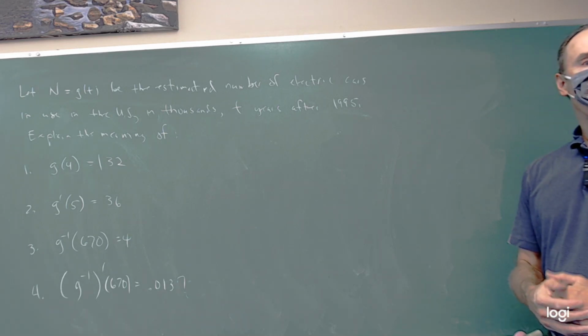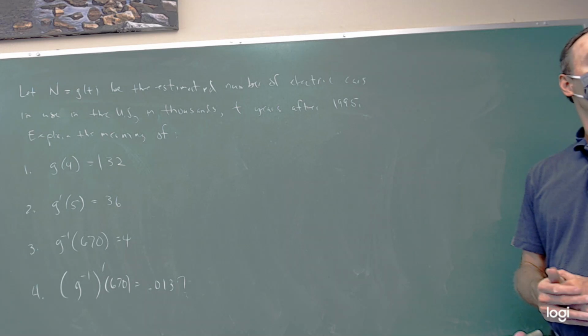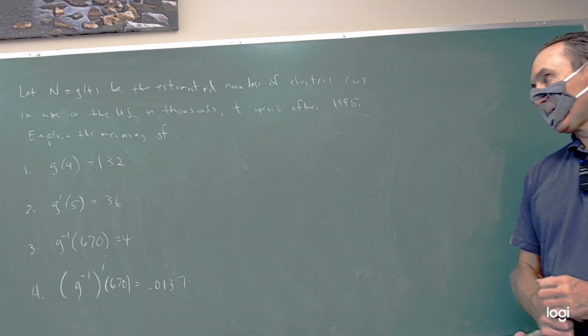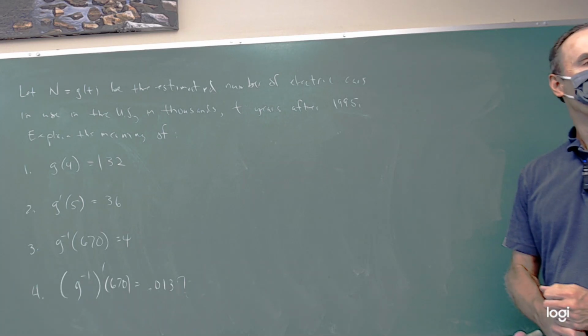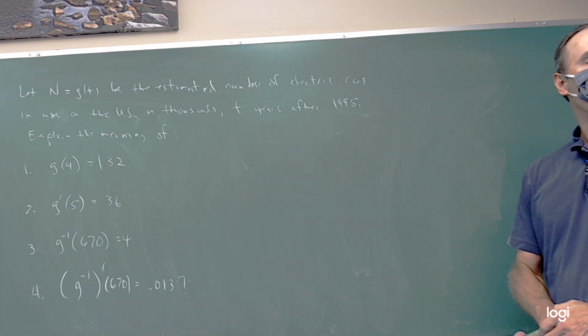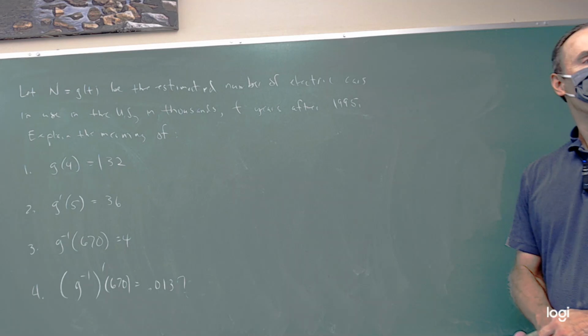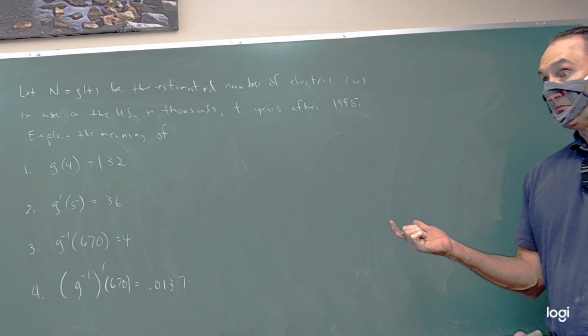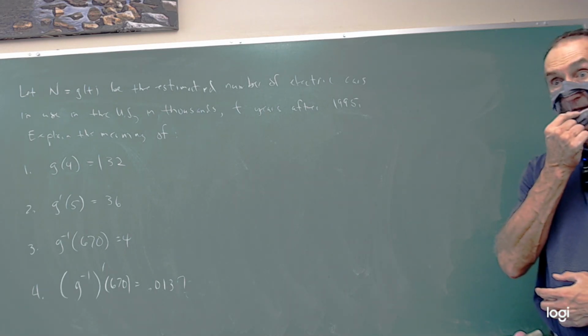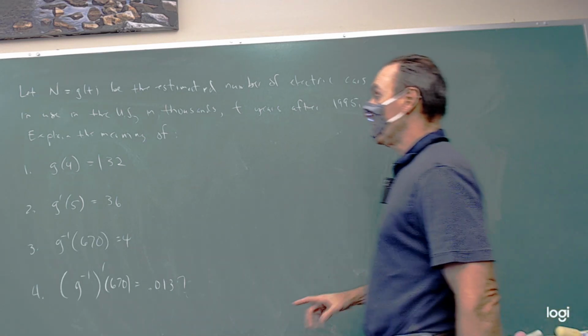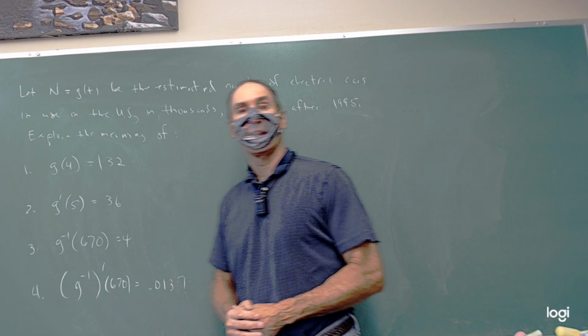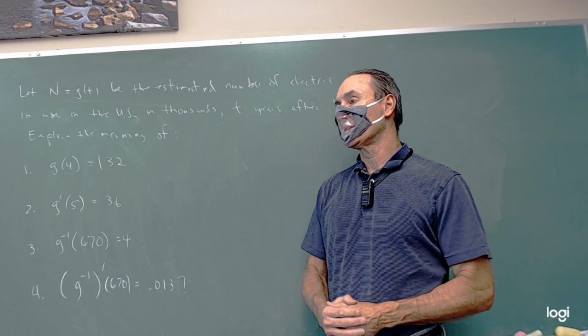Oh, I'm hearing good answers here. You ready? What you got, McPherson? I have the first one. That's what I want, the first one. In 1999, the number of electric cars was 132,000. Okay, so 4 years after 1995, in 1999, there were 132,000 electric cars in use in the U.S. Nice.